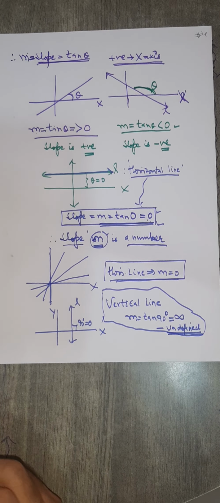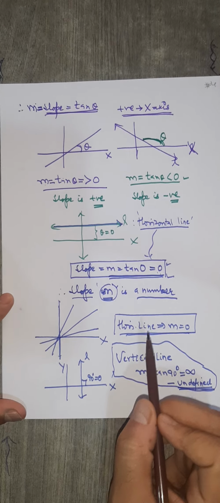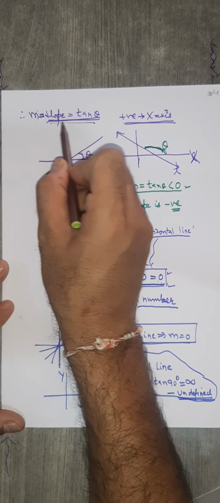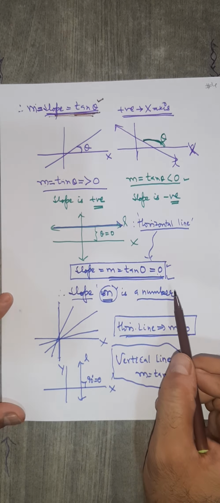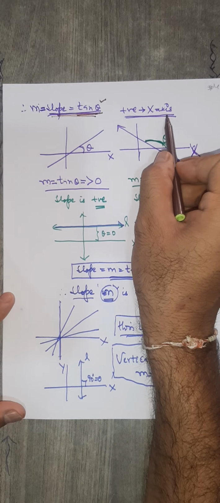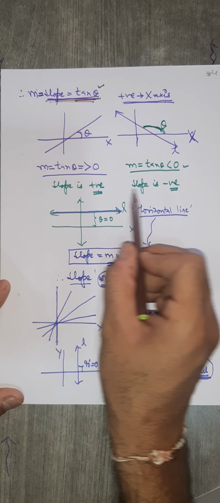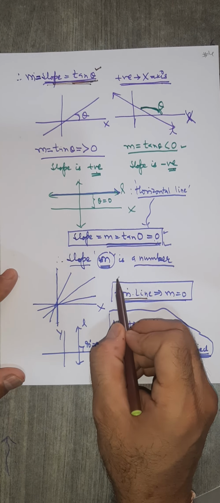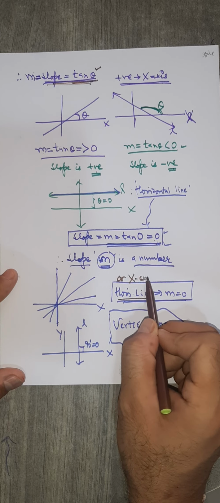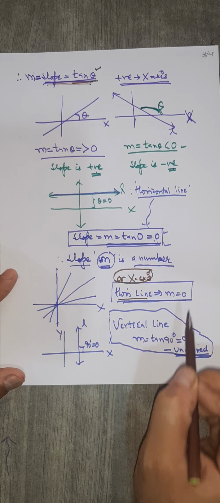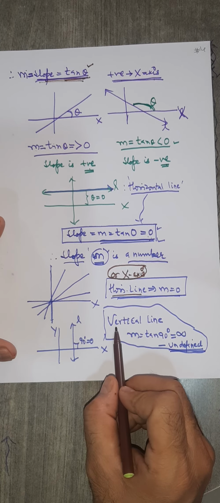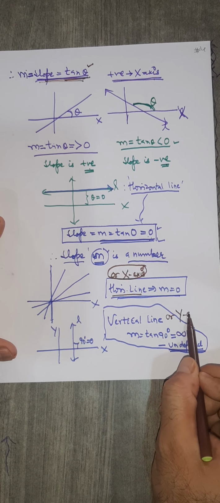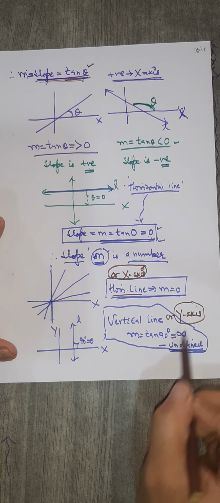Fine. So what we have concluded from this: the slope of a line is nothing but tan theta. That's the first thing we have concluded here. What is theta? That is the angle with the positive direction of the x-axis. Slope can be positive, negative, or 0. The slope of any horizontal line, or the x-axis, is always 0. And the slope of a vertical line or the y-axis is always undefined.